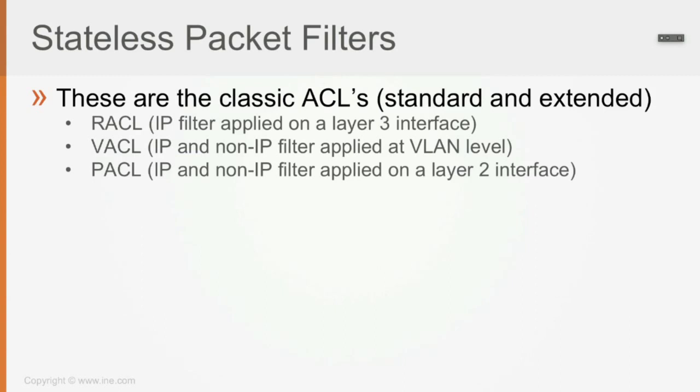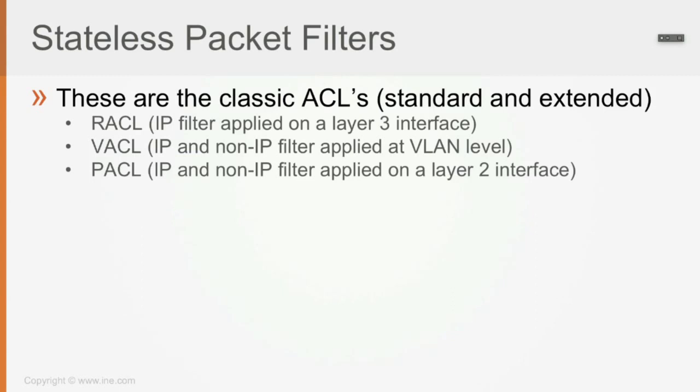So with VACL, you can filter both IP and non-IP, like ARP or SpanIT or CDP or LLDP or whatever. Any kind of non-IP protocol can also be filtered with VACL, and VACL is going to be applied at the VLAN level, not at an interface level. And then you have the PACL, which stands for port access list, which means that it can be either an IP and likewise a non-IP filter, which is going to be applied on a layer 2 interface this time. So even the naming convention tells you exactly where you're going to apply the access list.